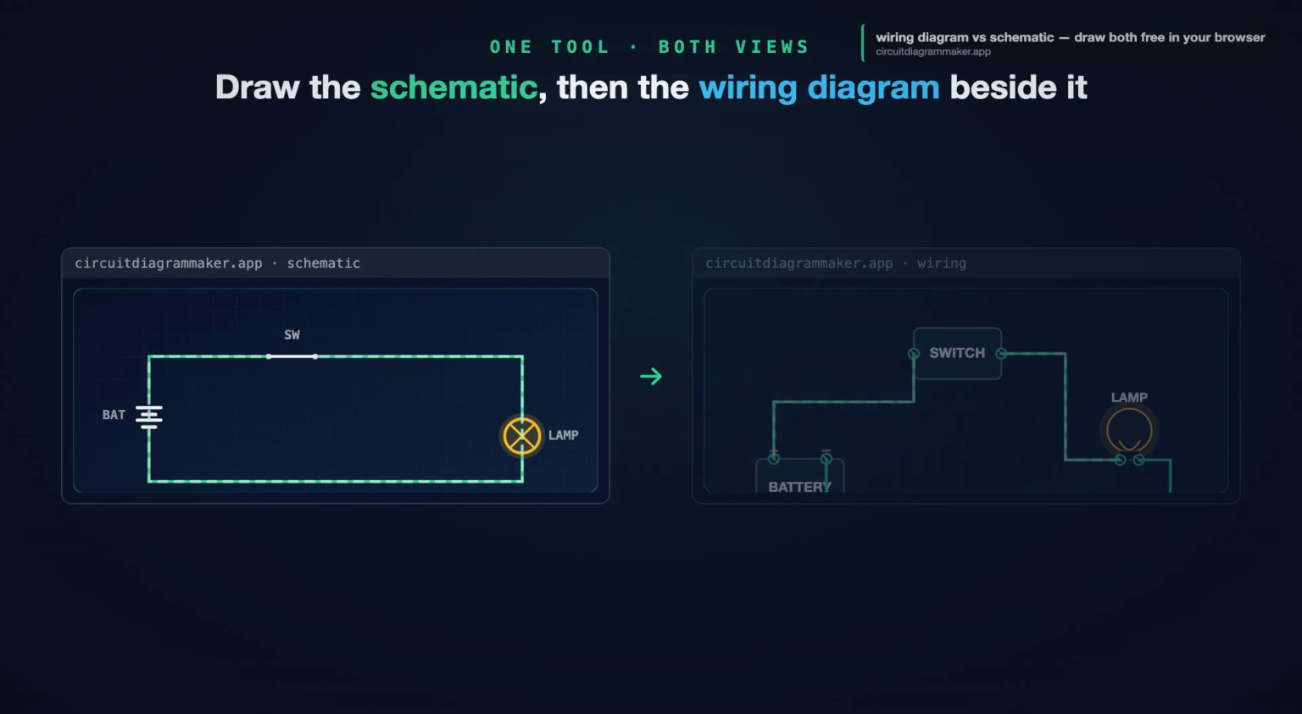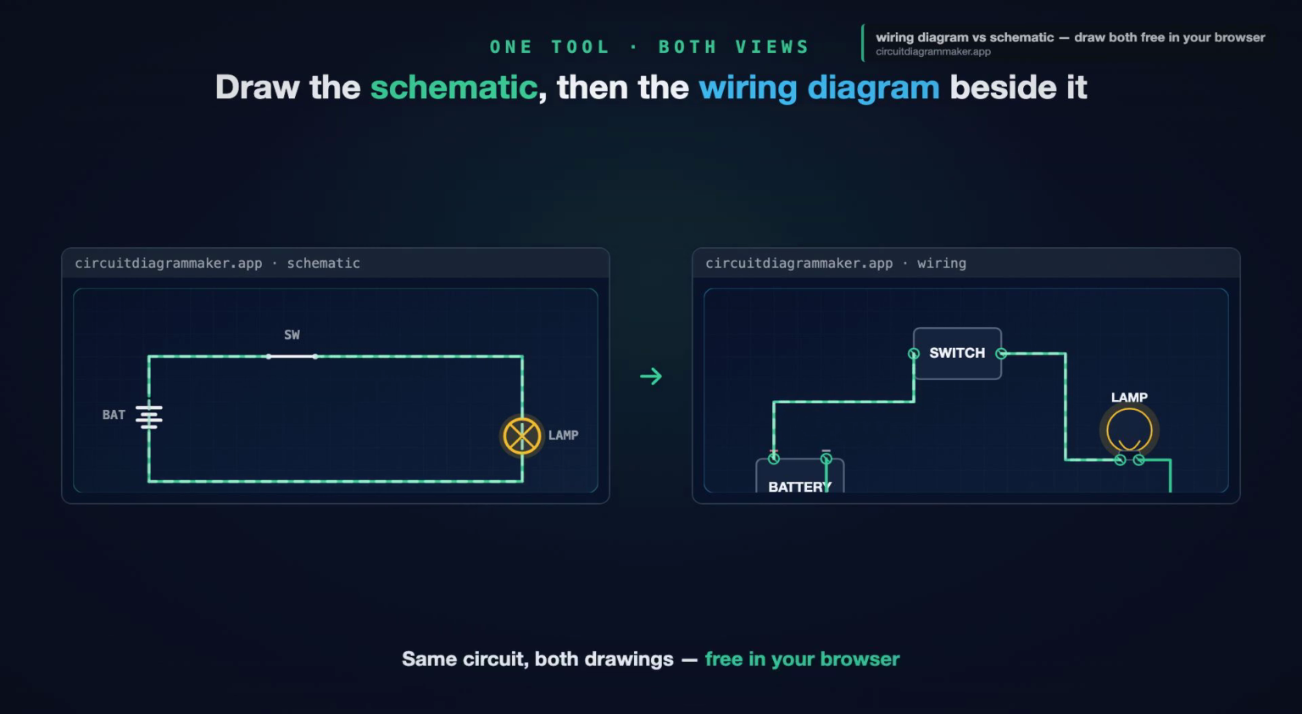In a free editor that runs right in your browser, CircuitDiagramMaker.app, you can drop a battery, a switch, and a lamp from the symbol library and join them with clean lines. That is your schematic. Then lay the same parts out to match the physical box. Wire them terminal to terminal, and you have a wiring diagram. Same circuit, both views side by side. No install, no sign up. The link is below. Open it in a second tab and draw along.